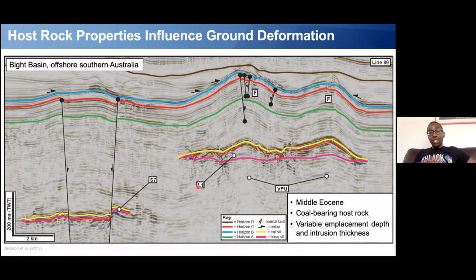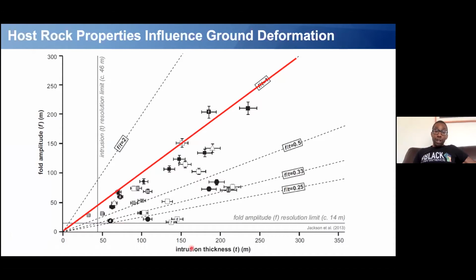So we went away and looked in a lot of detail at about 30 or 40 sills in this Bight Basin data set, and looked at, on the x-axis here, the intrusion thickness versus the y-axis here, which is fold amplitude, with the one-to-one line highlighted here in red. And you can see that for all of these fold-sill pairs, typically we have anything between a one-to-one relationship down to the uplift being only a quarter of the sill thickness, even for relatively shallowly emplaced sills with large diameter to depth ratio.